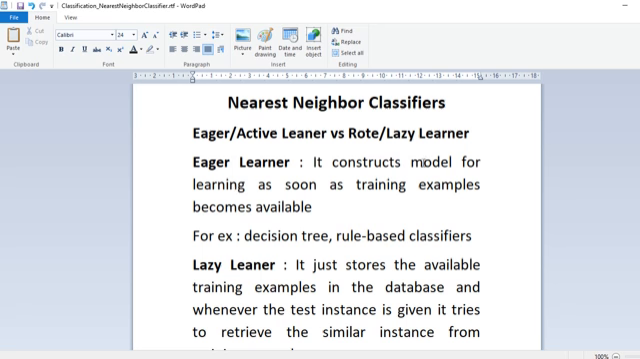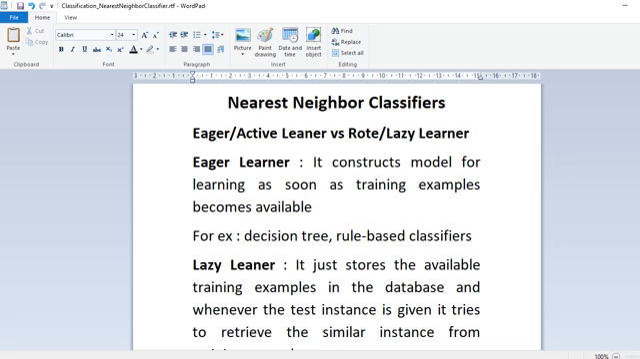What do you mean by the model? Any mathematical function. Suppose y is equal to f of x, that f of x may be anything, linear or non-linear function. In case of decision tree, rule based classifiers, all these are going to construct the models as you give the training records or the training examples.